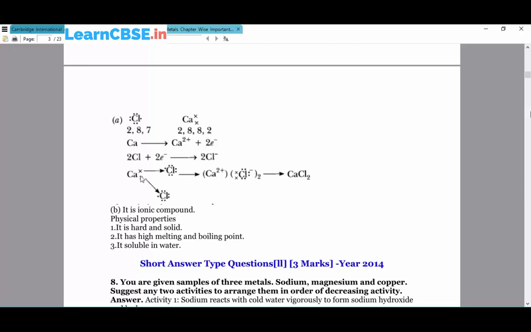One electron from the calcium is moved to one chlorine atom, and the other electron from the calcium is moved to the other chlorine atom. So it forms Ca2+ and 2Cl minus. So the formula is CaCl2. It's an ionic compound because it has charges. Its physical properties are that it is a hard solid, it has a high melting and boiling point, and it is readily soluble in water.